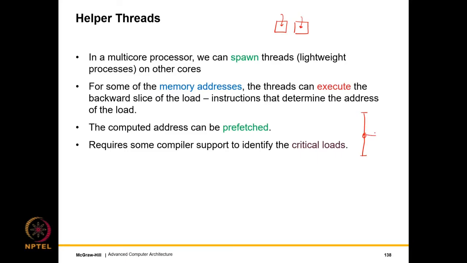For this load instruction, we can have a backward slice. The backward slice is a set of instructions that compute the address of this load. This backward slice can be moved to a separate thread on a separate core, right? So we can move the instructions and their data. The separate thread can then execute the backward slice in parallel, so there is no correctness or performance issue over here. That's happening separately. The computed address can then be prefetched.